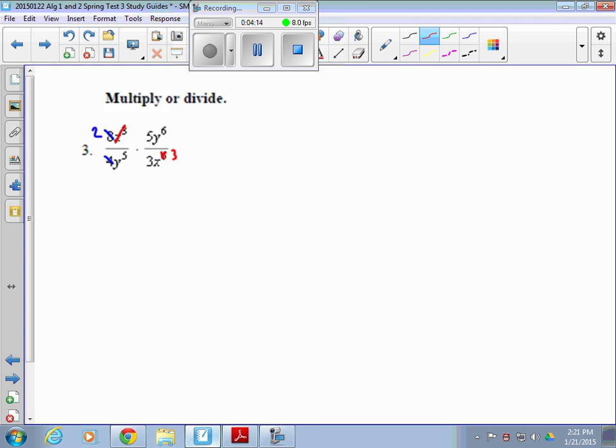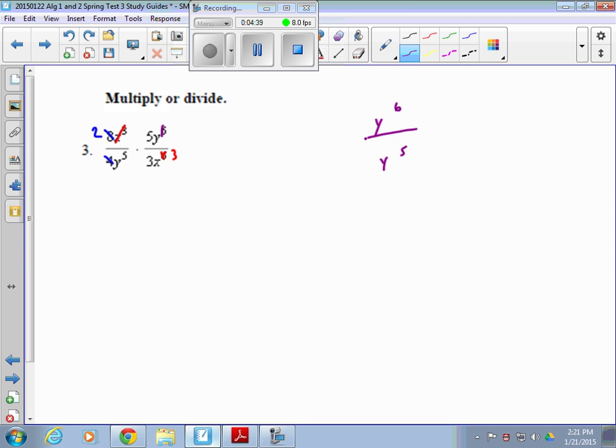We can do the same thing with our y's, canceling out the y's. What you're left with looks something like this: y to the 6th over y to the 5th. Since they're the same base, y, you subtract the exponents. 6 minus 5 leaves you with y to the 1st power at the top. So when you cancel these out, it leaves you with y to the 1st power.